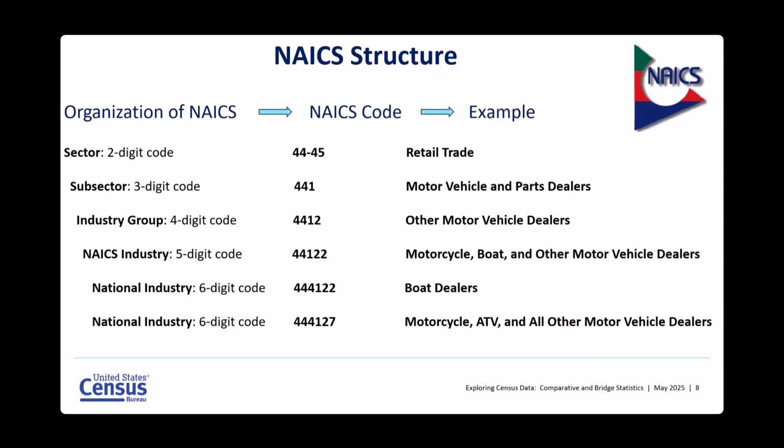NAICS is a 2 through 6 digit hierarchical classification system offering 5 levels of detail. Each digit in the code is part of a series of progressively narrower categories, and the more digits in the code signify greater classification detail. The first 2 digits designate the economic sector. The third digit designates the subsector. The fourth digit designates the industry group. The fifth designates the NAICS industry, and the sixth digit designates the national industry.